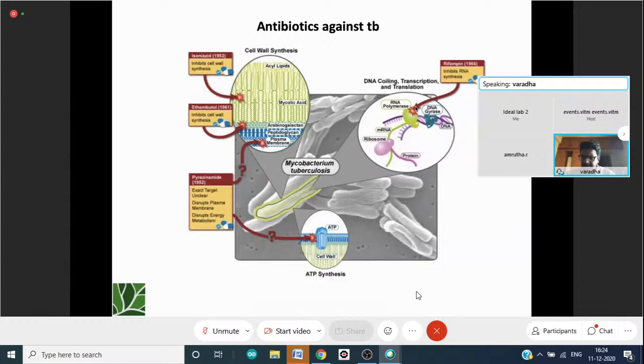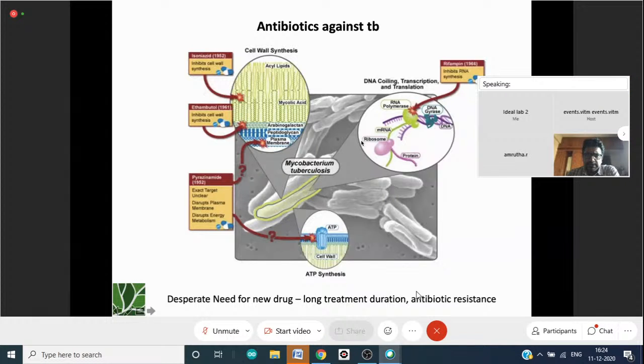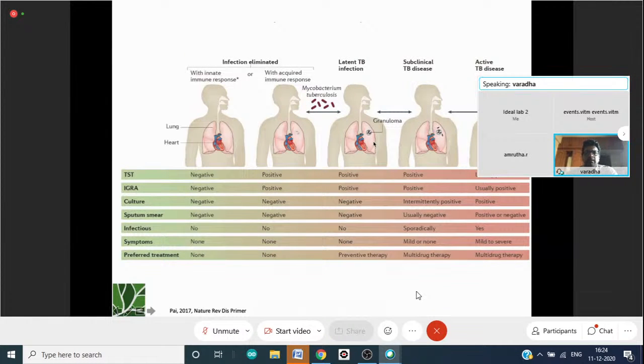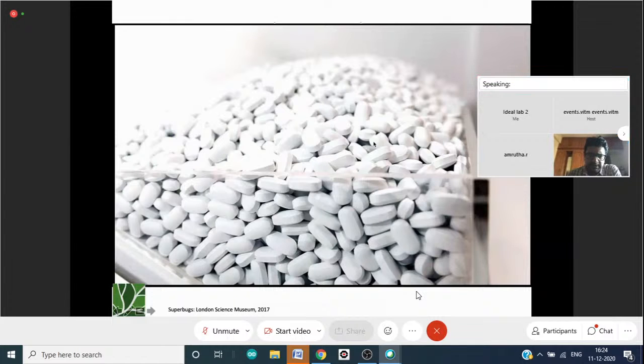Now, despite this, as I told you in the last slide, drug resistance against TB has become a very big problem. I will skip this slide. Just take a look at this image. This is an image I took from the London Science Museum website. This, for me, is an incredible visual shock. So what this shows is a box containing drugs.